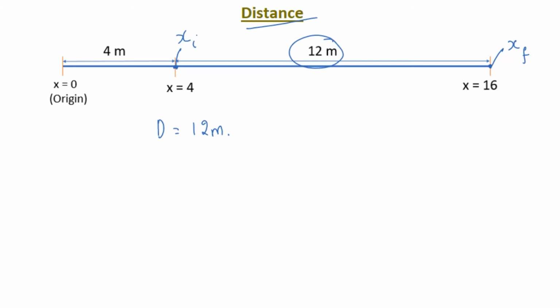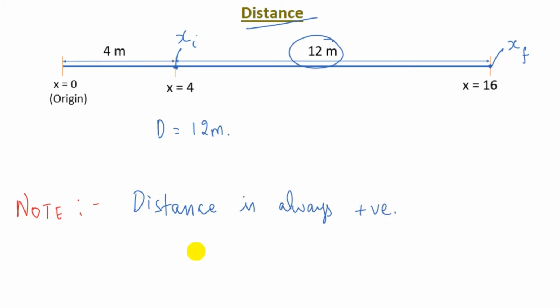Now some important things that we should note about distance. The first one, that distance is always positive. It cannot be negative. So distance is always positive. Now it is a scalar quantity because no direction is associated with distance. So it is a scalar quantity.